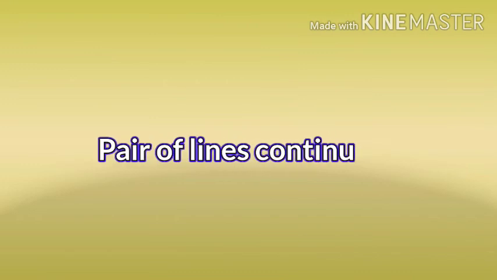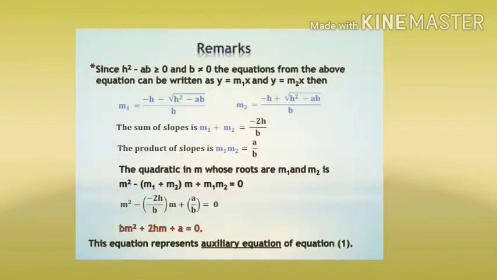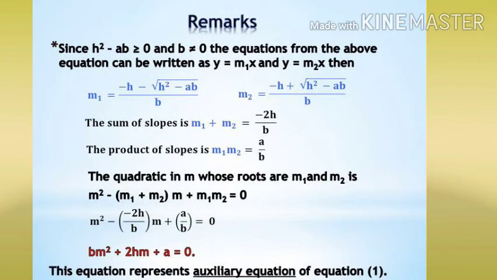Welcome students. Already in the previous video we have seen that the joint equation of a pair of lines represents a homogeneous equation of degree 2. Now let us continue. Under this theorem we have a few remarks. So we will see the first remark.